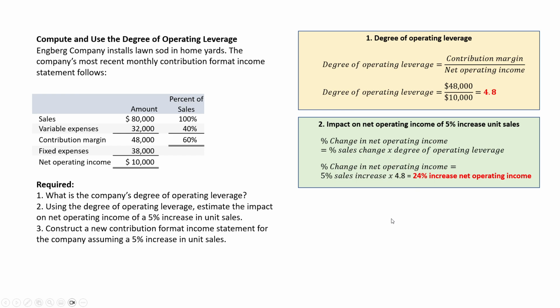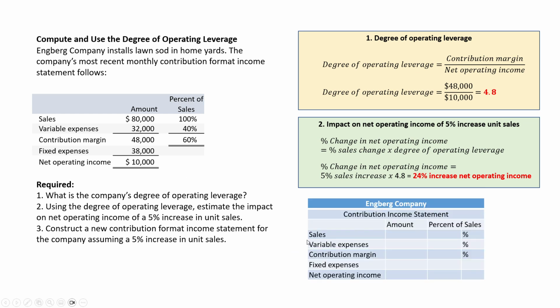The last part of the problem is just to prove out that we're not making this up, it is a multiplier of 24%, and they ask us to restate our contribution format income statement, assuming we have our 5% increase in sales. So go ahead and put the format of our contribution format income statement just like we have over here to the left. Our sales is going to increase by 5%. So we can take our current 80,000 in sales, multiply it times 105%, which is increasing it by 5%, and that would bump up our sales to 84,000.